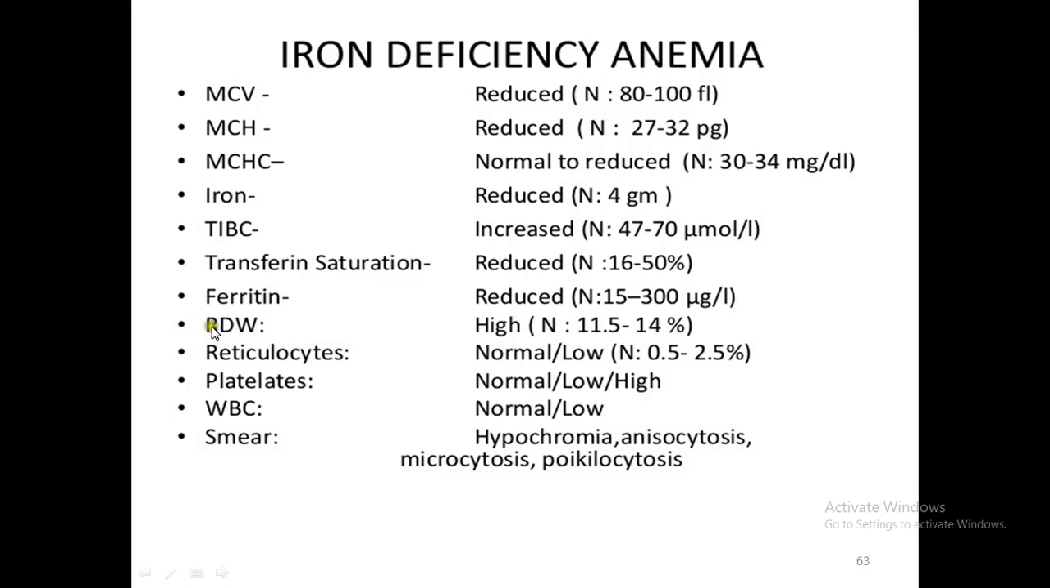Then we find red blood cell distribution width. This is high because some RBCs are very small, some are bigger, so that distribution increases to more than normal. Reticulocytes may be normal or low, platelets may be normal or low, or even high, WBCs are normal or low. Peripheral smear shows hypochromia, meaning the RBCs are paler in color, anisocytosis, meaning the size may be different, microcytosis, meaning the cells may be smaller than normal, and poikilocytosis, all kinds of teardrop shaped and sickle shaped and all kinds of strange shapes of the RBCs.